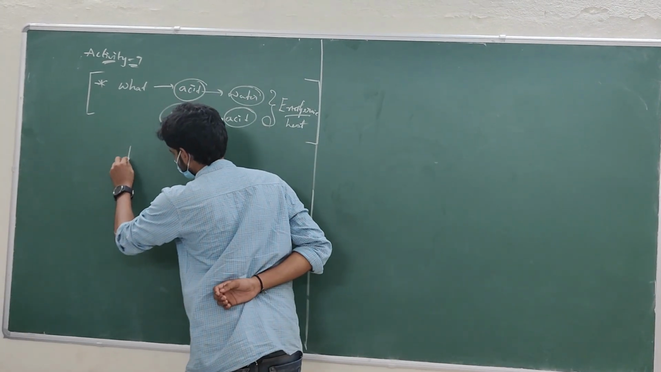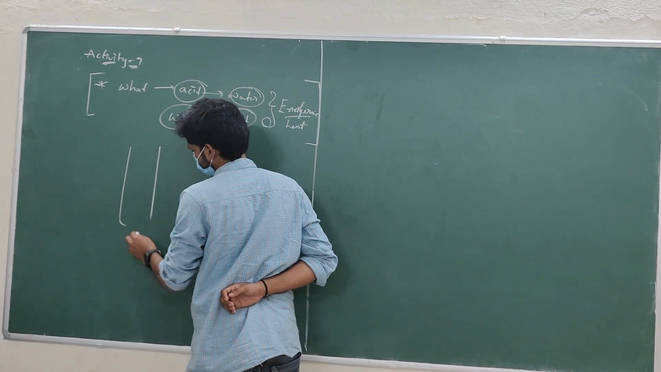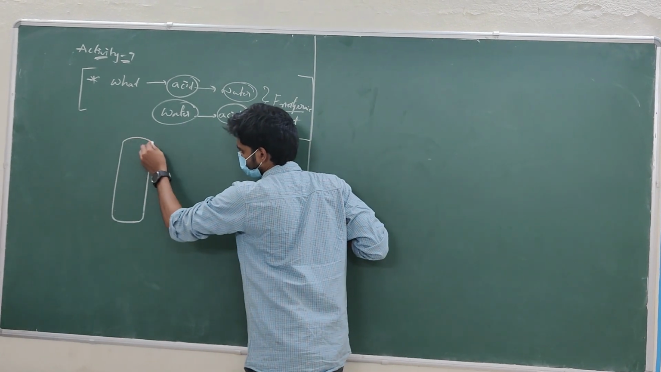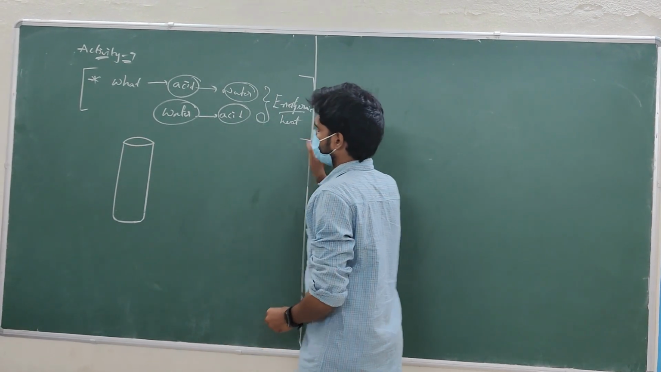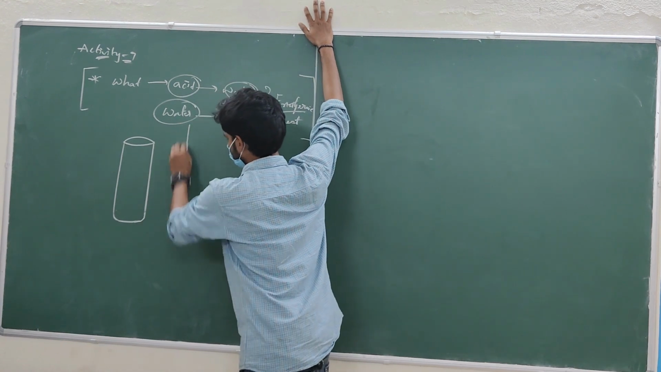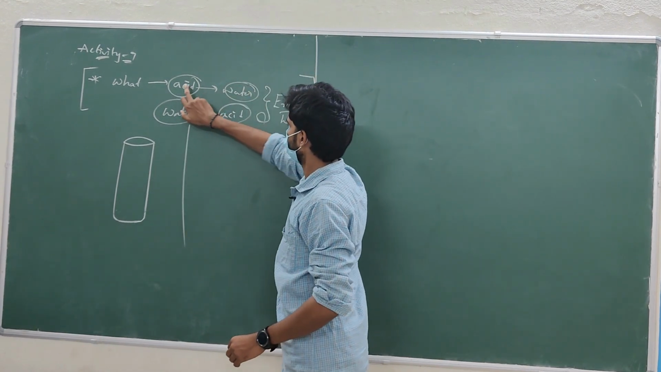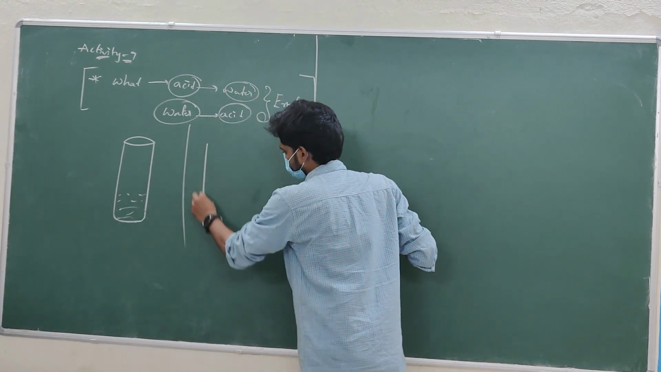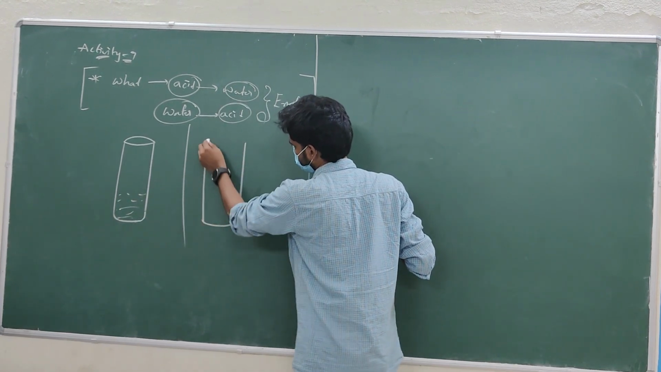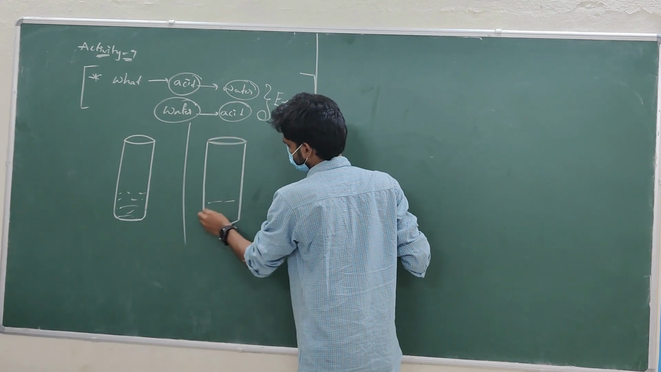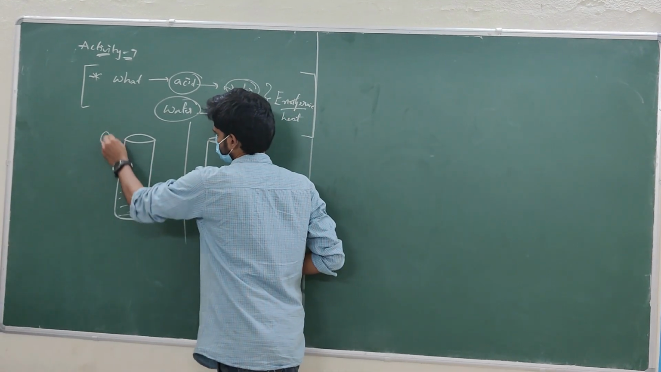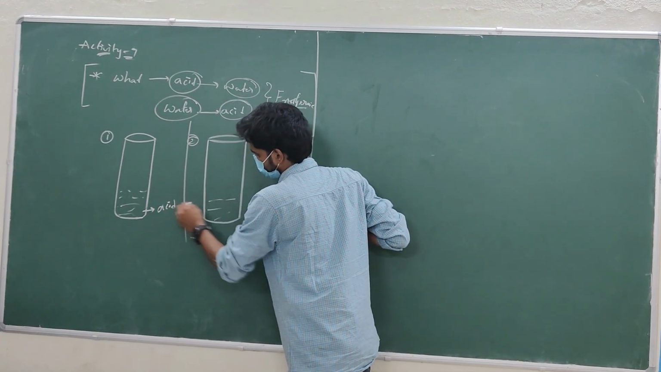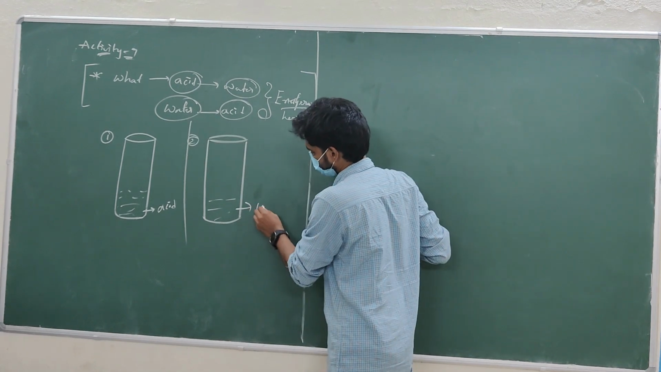Now the experiment is very simple. Suppose you take a test tube. Inside the test tube we will consider two cases. Situation number 1, we take acid inside the test tube, and situation number 2, we take water inside the test tube. Let's consider this is test tube 1 and this is test tube 2. In the first case we have taken acid, in the second case we have taken water.